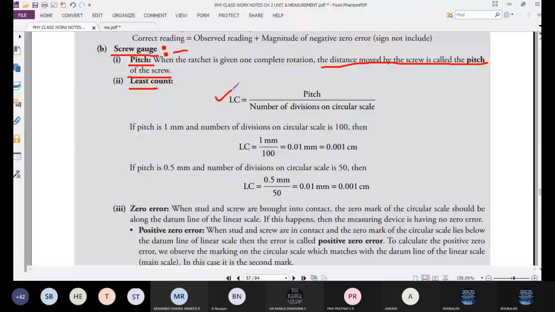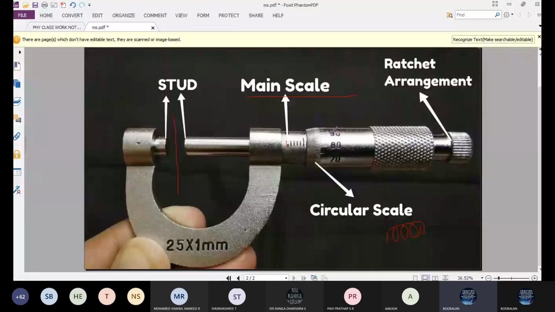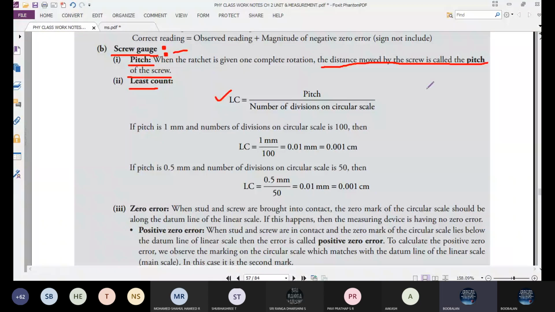Okay. So least count is pitch divided by the number of divisions on the circular scale. Circular scale means this one: 70, 80, 90, 100. So a 100-division scale is there, a 50-division scale is also there. Now, this is a 100-division scale, pitch is considered as 1. So 1 divided by 100. The least count of the screw gauge is 0.01 mm. In centimeter, 0.001 cm.